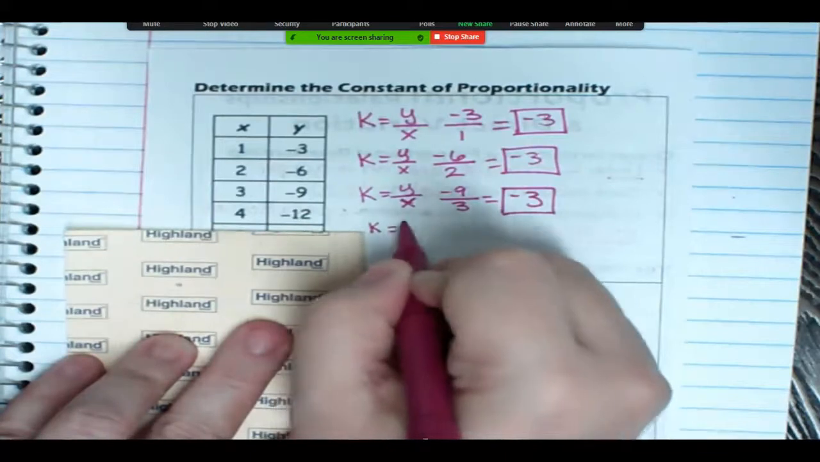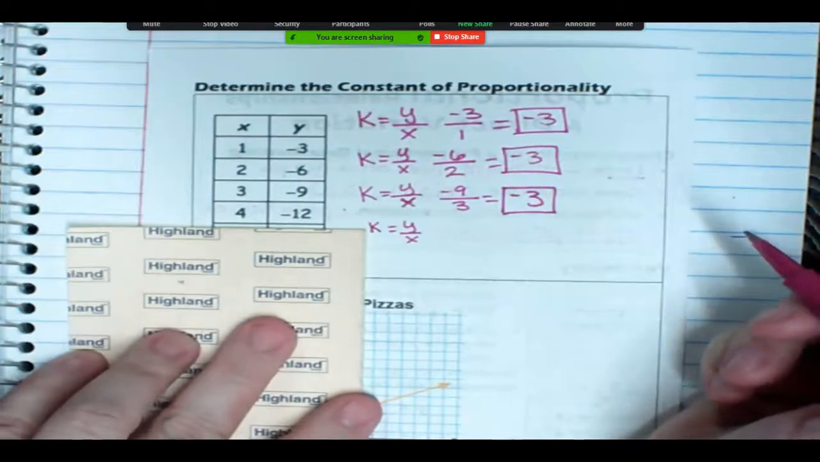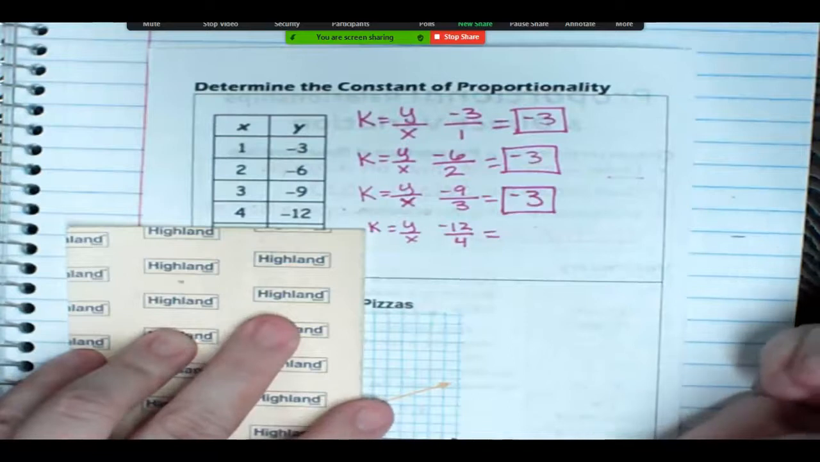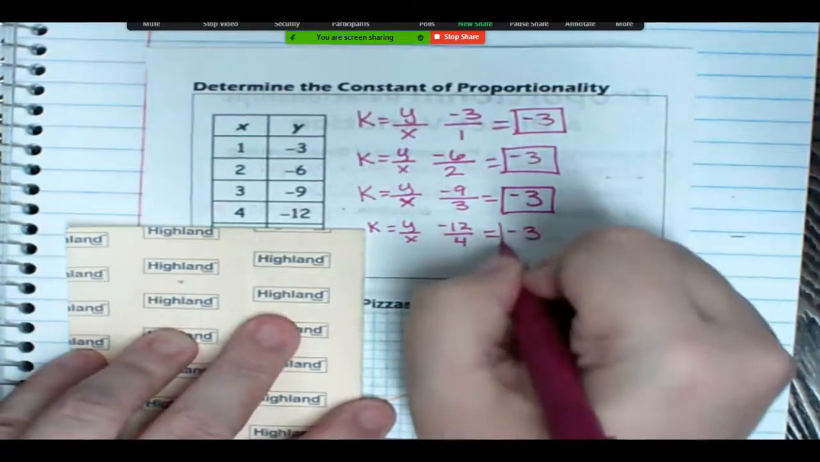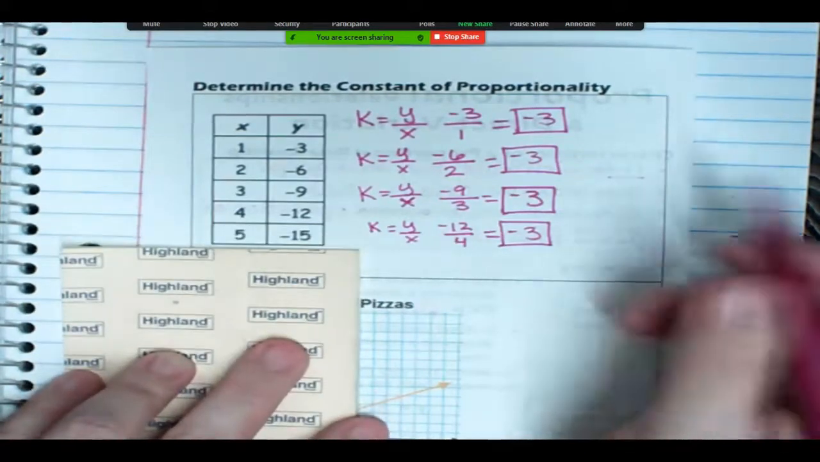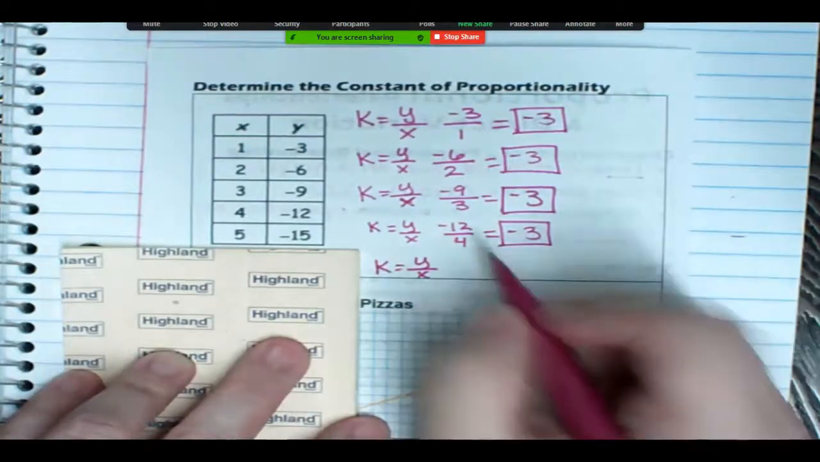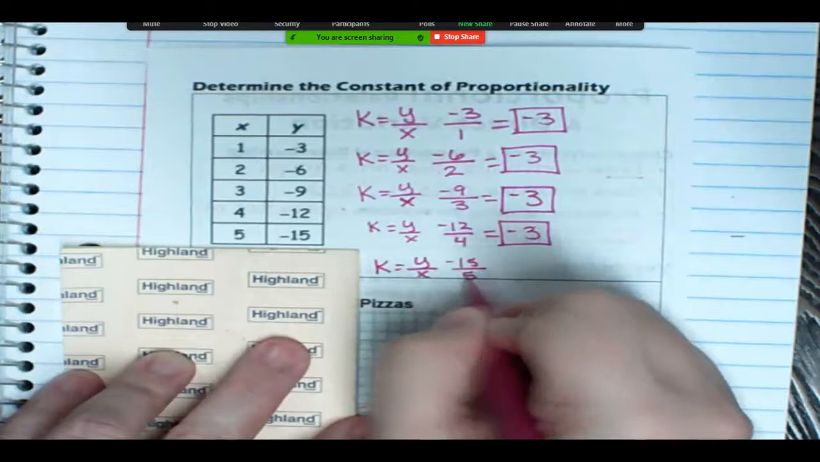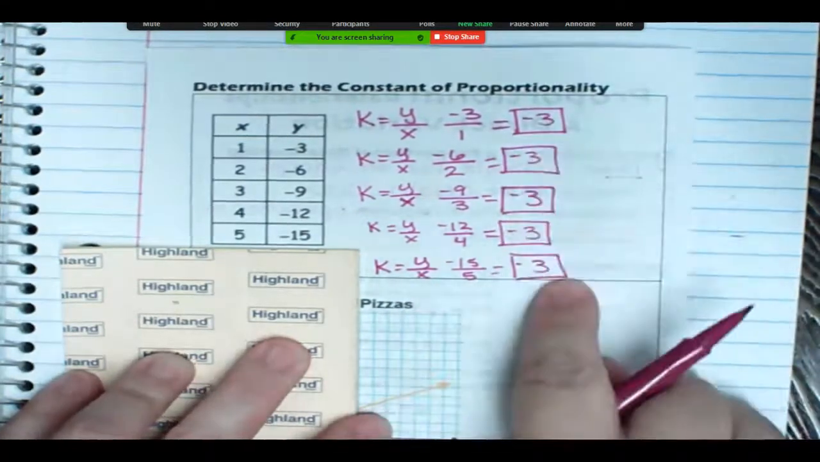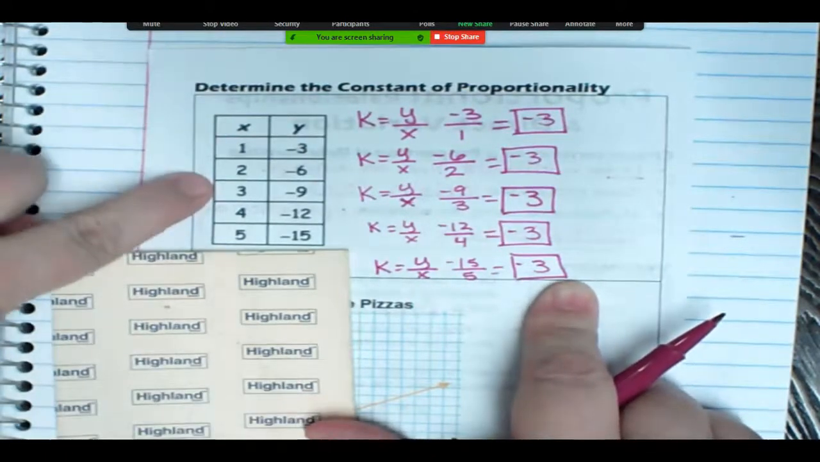K equals Y divided by X. What's going to be my division problem for this one? -12 over 4. Do I get -3? Yes, -3. All right, last one. Y divided by X. -15 divided by 5. I get -3. My constant of proportionality was the same, so that proves, yes, this is proportional.